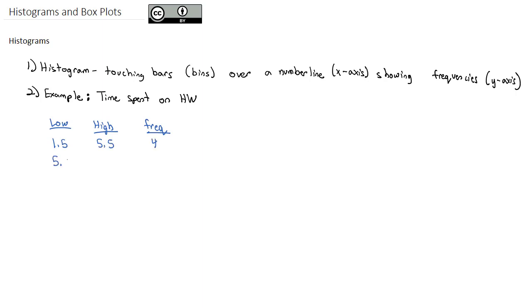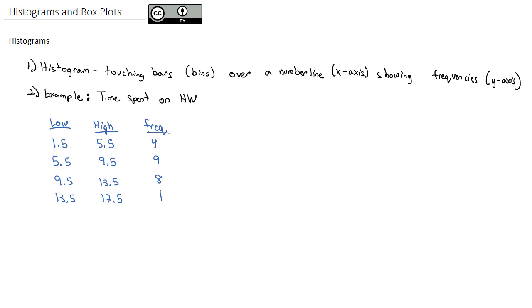Our second class went from 5.5 to 9.5. It had a frequency of 9. Our third class went from 9.5 to 13.5. It had a frequency of 8. And our last class went from 13.5 to 17.5, and it had a frequency of 1.